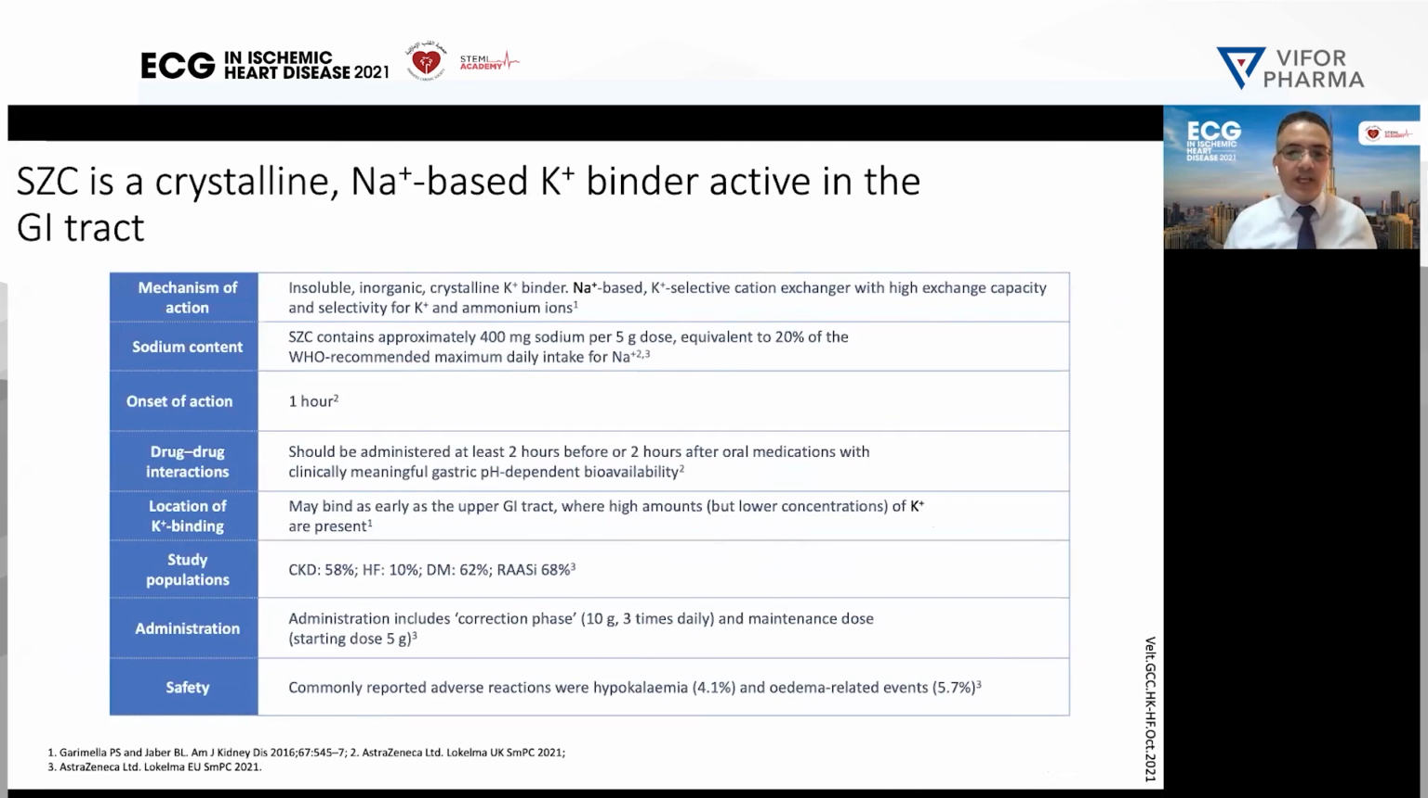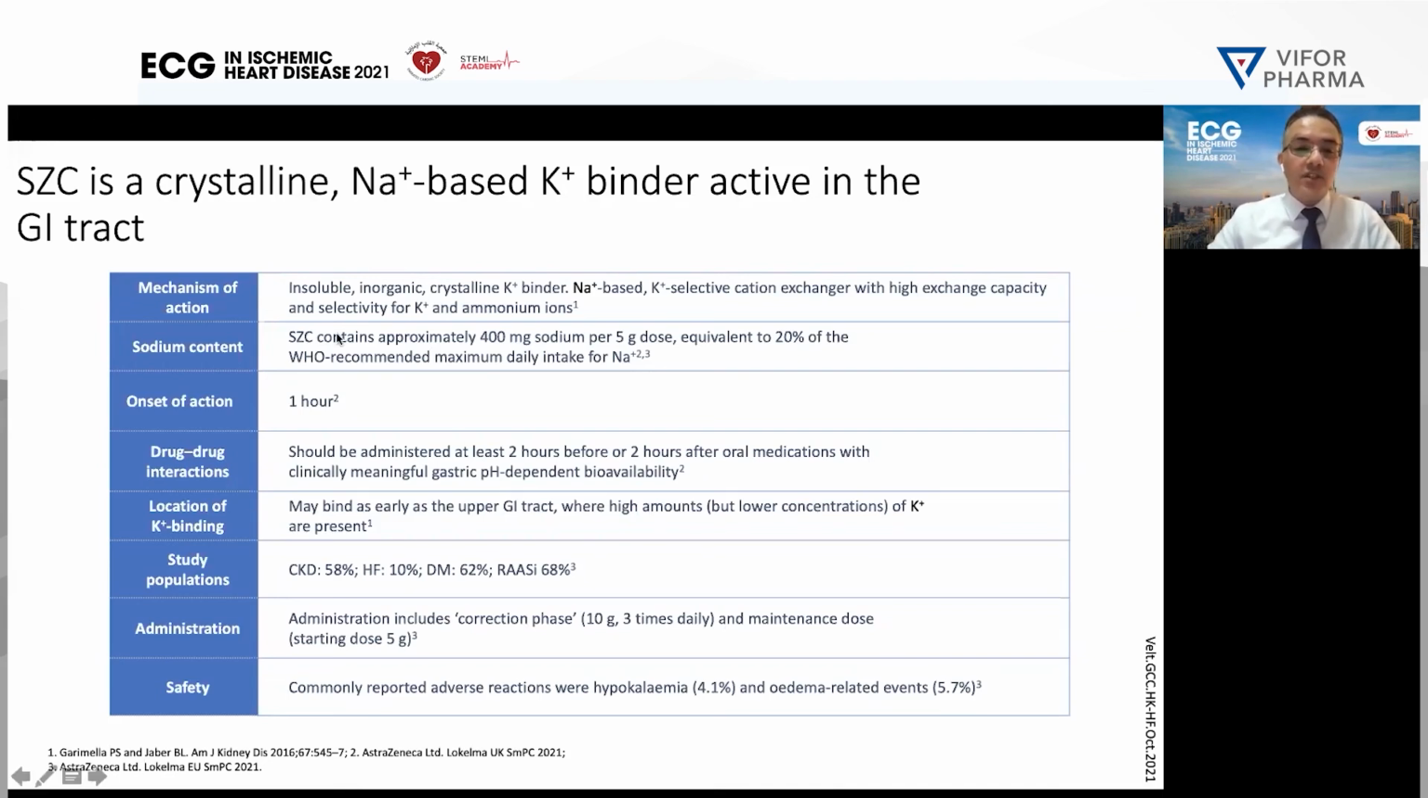So it's a sodium-based potassium binder, insoluble, inorganic, and it has a potassium-selective cation exchanger with high exchange capacity and selectivity for potassium and ammonium ions. It has approximately 400 milligrams of sodium per 5 gram dose, which is not good for our heart failure patient, especially as you need a loading dose every 8 hours in the first 2 days or 48 hours.